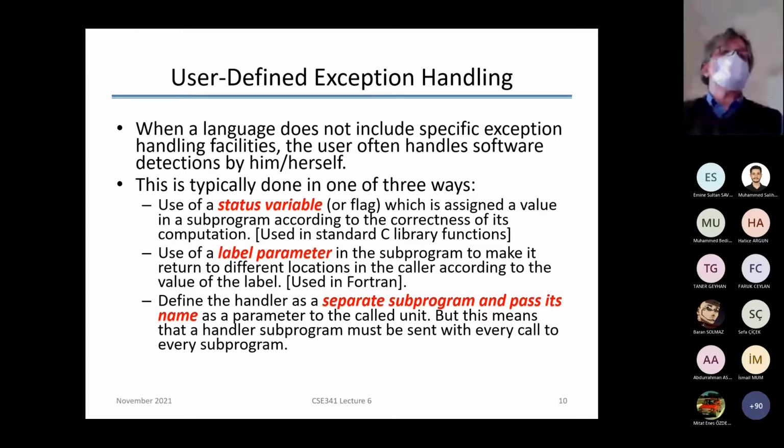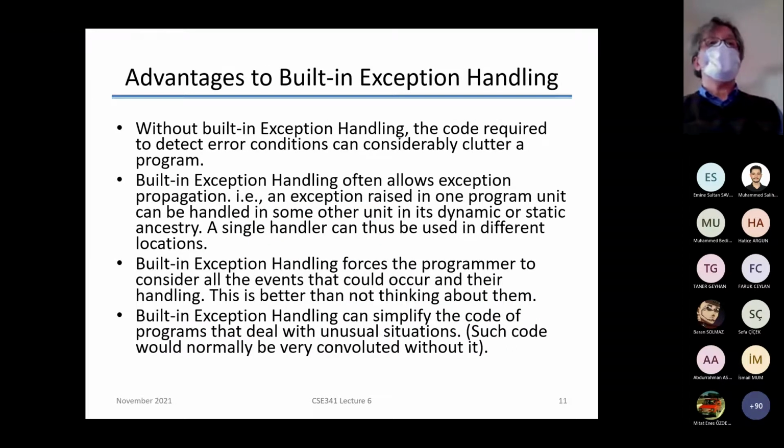And for this, you have several different things. One is a status variable flag, which keeps track of, or is assigned a value in a subprogram according to, the correctness of your computation. And then there is a label parameter in the subprogram to make the return go to different locations in the caller according to the value of that label. These are used in things like C libraries and C and Fortran, because they don't have a built-in exception mechanism.